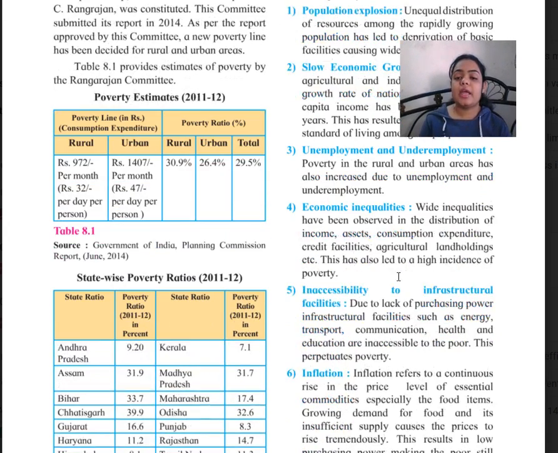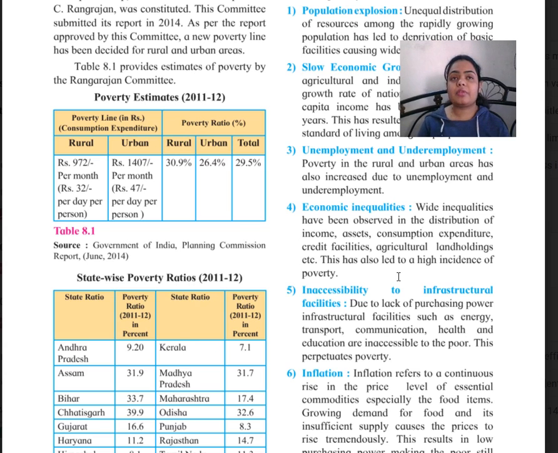Then next is employment and underemployment. Poverty in rural and urban areas has also increased due to unemployment and underemployment. So, the poverty in rural areas and urban areas has increased because people are not having jobs. Then they go into underemployment.